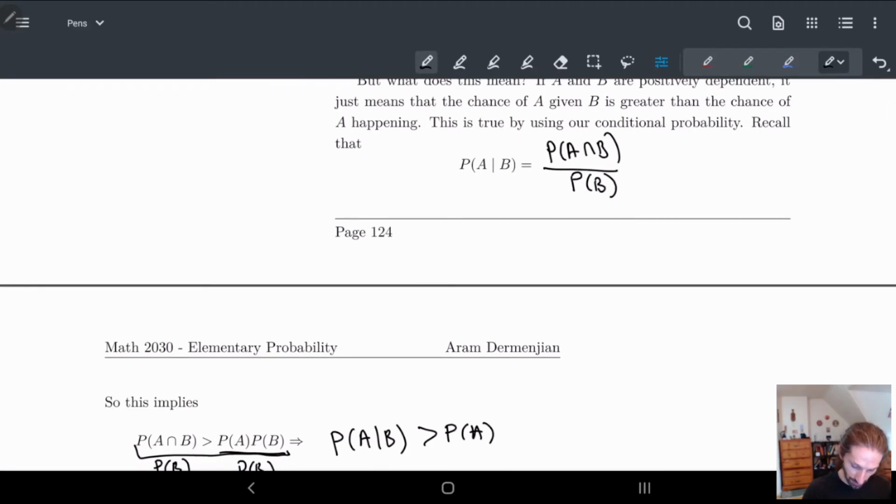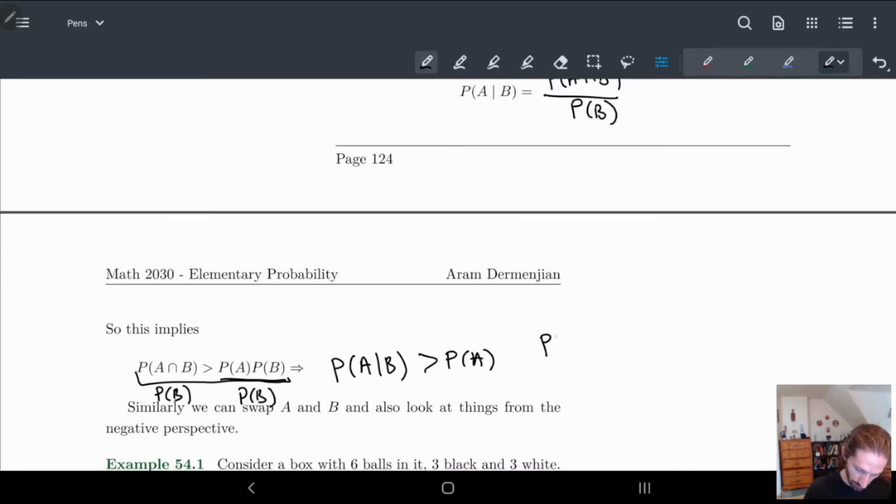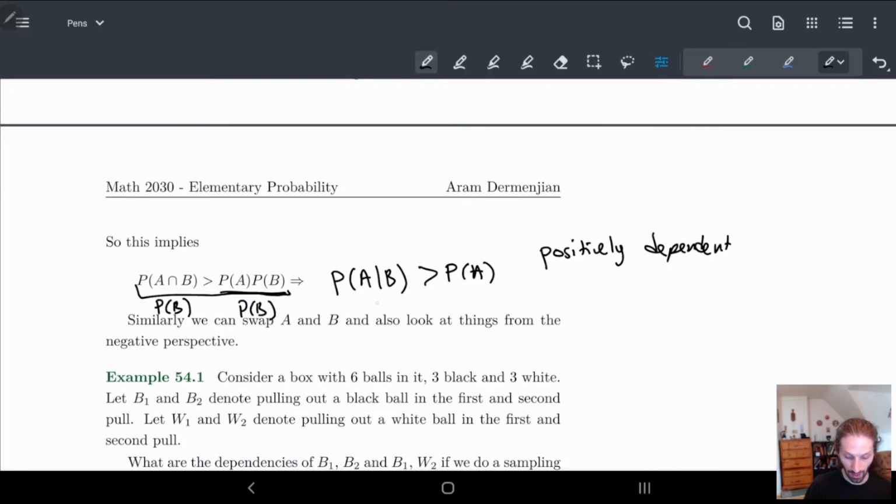Positively dependent basically says that if A is dependent on B, then the chance that A happens by itself is less than the chance of A happening given B happening. In other words, B helps A to happen, in essence.